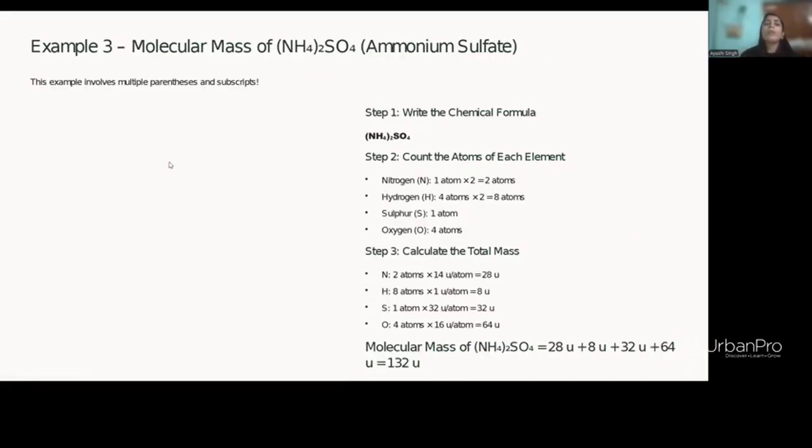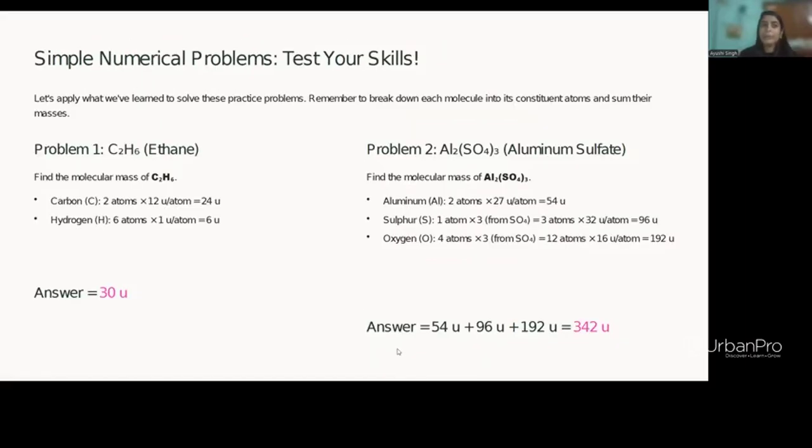Now, molecular mass of ammonium sulfate. You can try solving this question, come up with a conclusion, and the answer should come 132, that is 132U, atomic mass unit. So just figure out and let me know what methods you have followed.